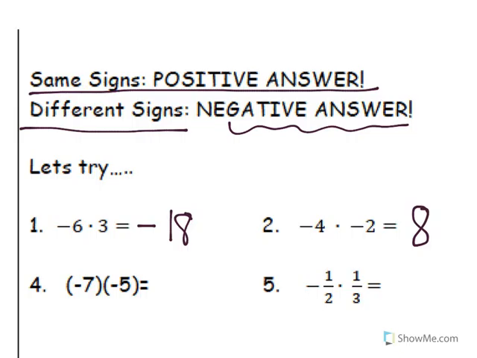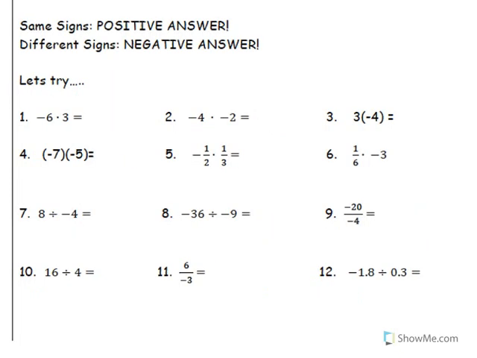Number 3. A positive 3 times a negative 4. Parentheses means multiplication. So this is going to be a positive times a negative. That means they have different signs. It's a negative answer. Negative 12. Number 4. A negative 7 times a negative 5. They're both negative. Negative times a negative is a positive.